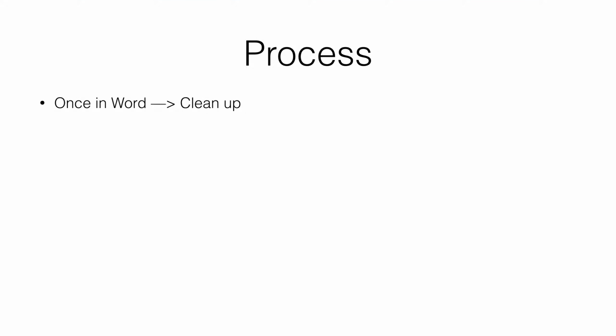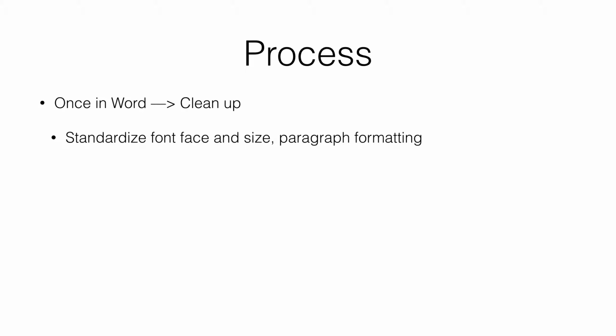Now, once you have it in Word, you need to clean the file up. And in order to clean it up, there are some things that I do normally. The first thing is to standardize the font face and size and paragraph formatting. For instance, I may choose Times New Roman, size 12. And my paragraph formatting, I will have it with no space before or after. I will have it aligned justified left. That way everything will have some standardization and I can see problems before they arise.